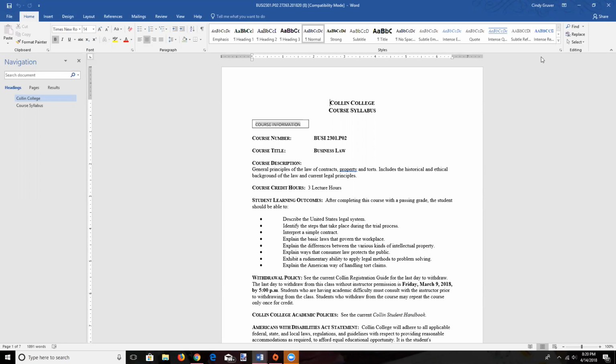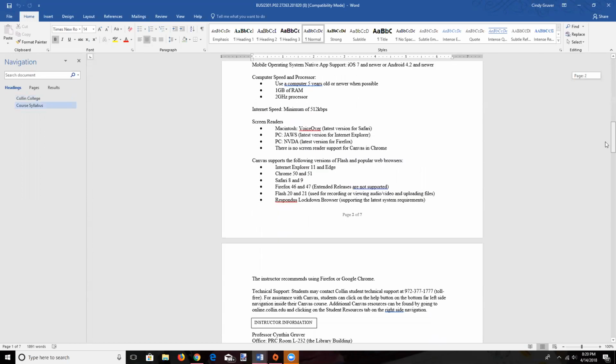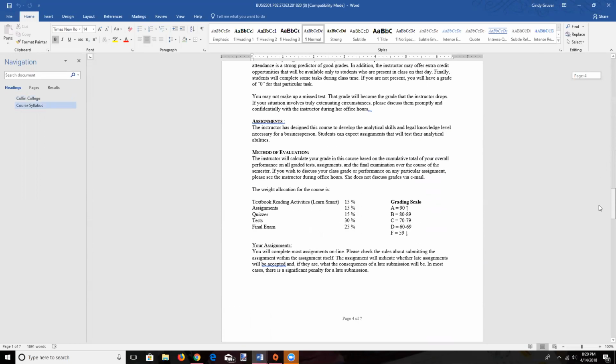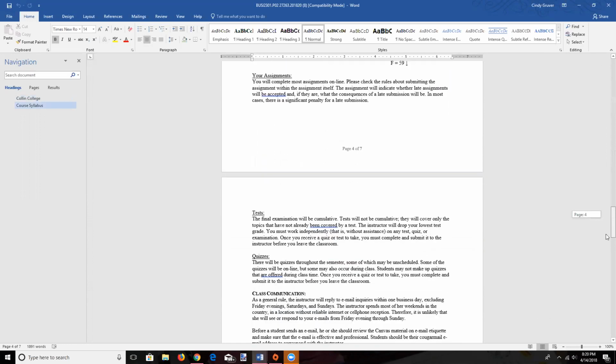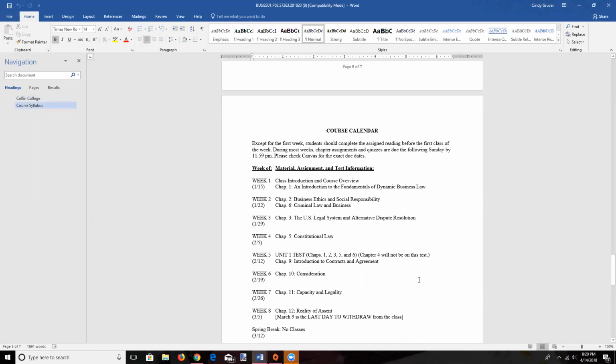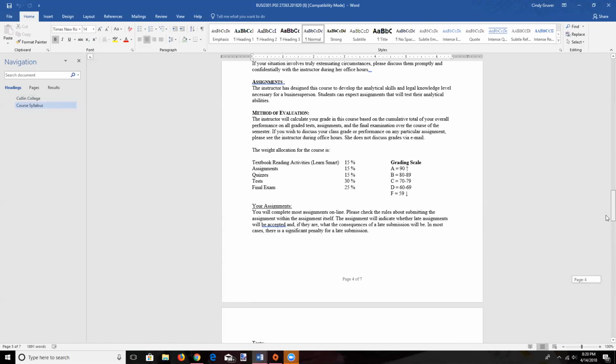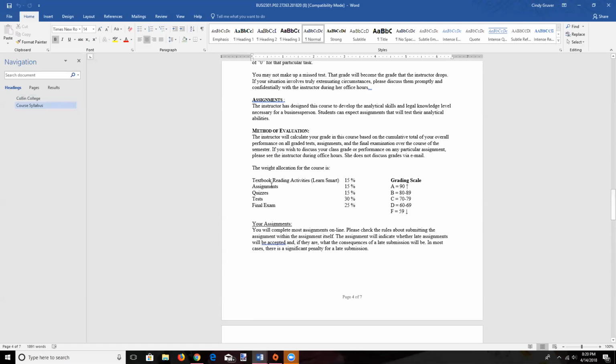I've pulled up an example of a syllabus that I use, and what I would do is scroll until I get to the formula section. In this example, it's on page 4 of 7 pages. It's typically going to be near the end, pretty close to where we go through the week-by-week breakdown. And you can see here for this particular syllabus, the textbook reading activity is 15%, assignments are 15%, quizzes are 15%, tests are 30%, and the final examination is 15%.